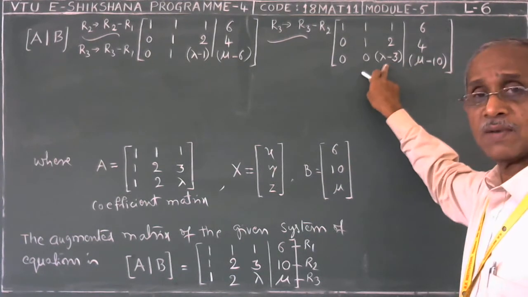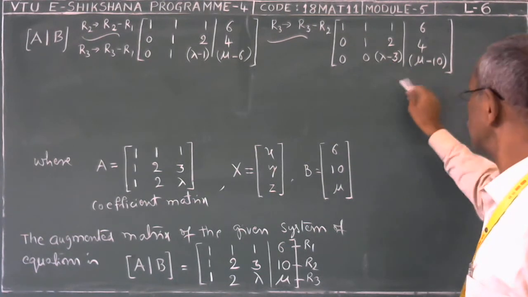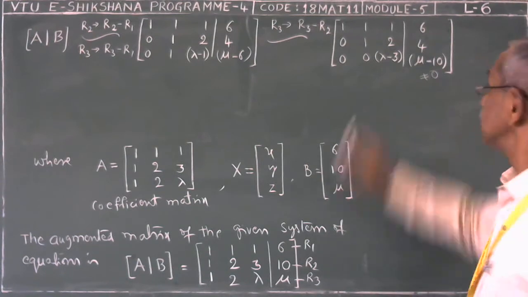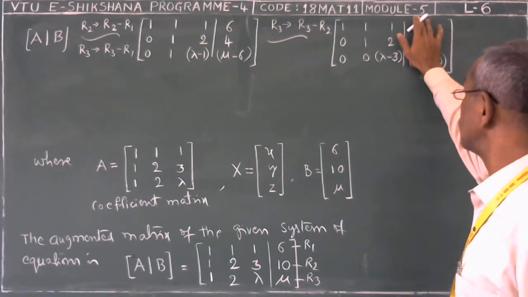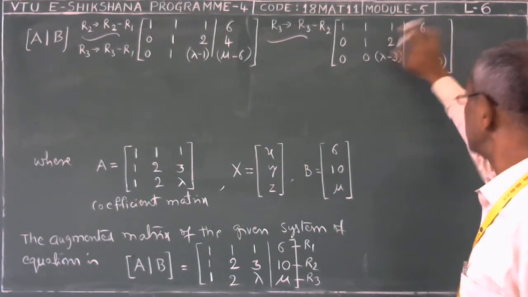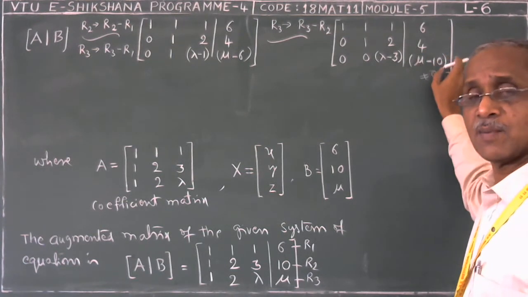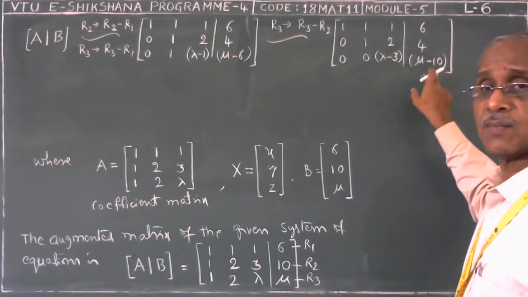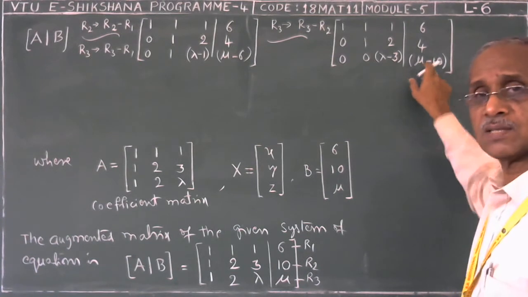This is 0 for lambda is equal to 3, and mu not equal to 10, so this is not equal to 0. So close this column. The rank of the coefficient matrix is 2. And consider the entire augmented matrix. The rank of the augmented matrix is 3, because this is a non-zero row since this is not equal to 0.